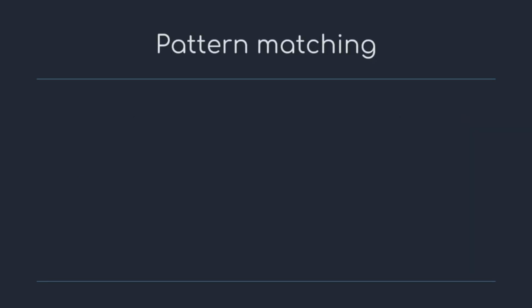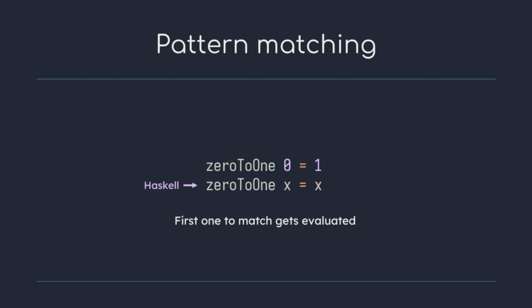Pattern matching is a bit of syntactic sugar that allows us to control the flow of the function by matching over the arguments. For example, a function that returns 1 when the number is 0, but returns the number itself otherwise, can be written like this. Haskell will match the provided arguments against every pattern starting from the top, and the first one to match will be evaluated accordingly. This means the order in which you define the patterns is relevant.